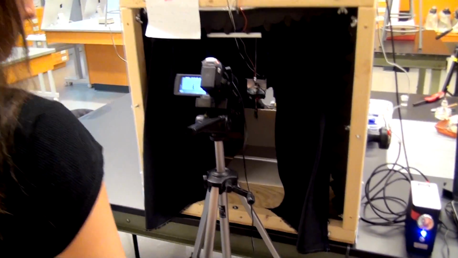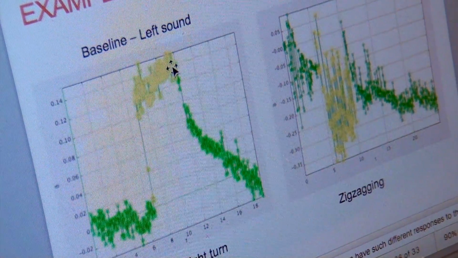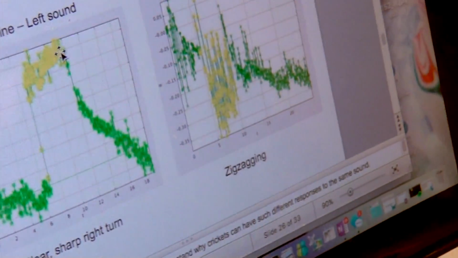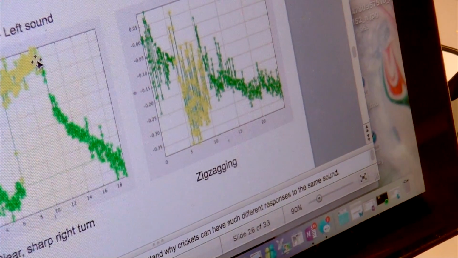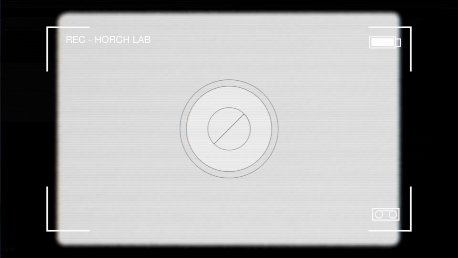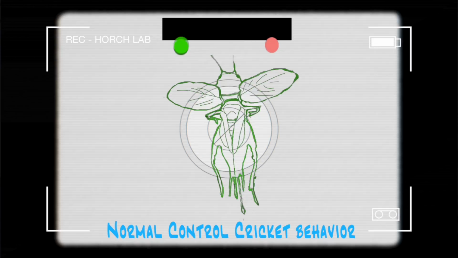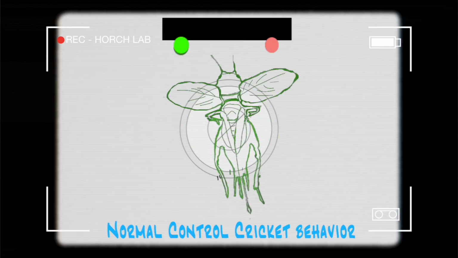The points in the yellow represent the movement of the cricket while the light is on. So that box, when the light turns on, that means that the sound is on. So in this example, there's a sound coming from the left. So the cricket moves pretty clearly to the right and kind of stays that way for a while. And after the sound goes off, it kind of looks like it returns back to baseline.